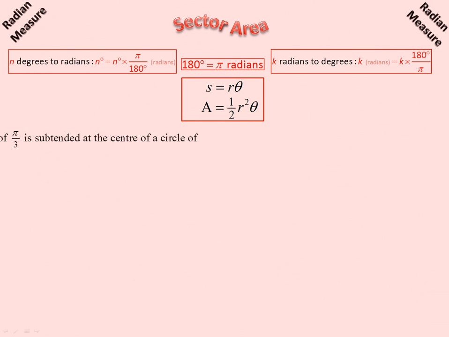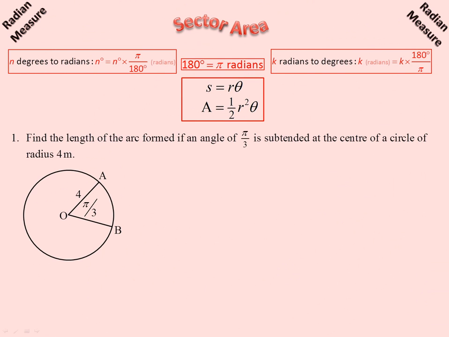Let's do some examples. Find the arc length, angle pi by 3, radius 4. Well, that's straight off. Do each of these first, and then I'll go through the answers. So in this case, S is r theta. There's r, there's theta. So we simply multiply 4 by pi over 3.